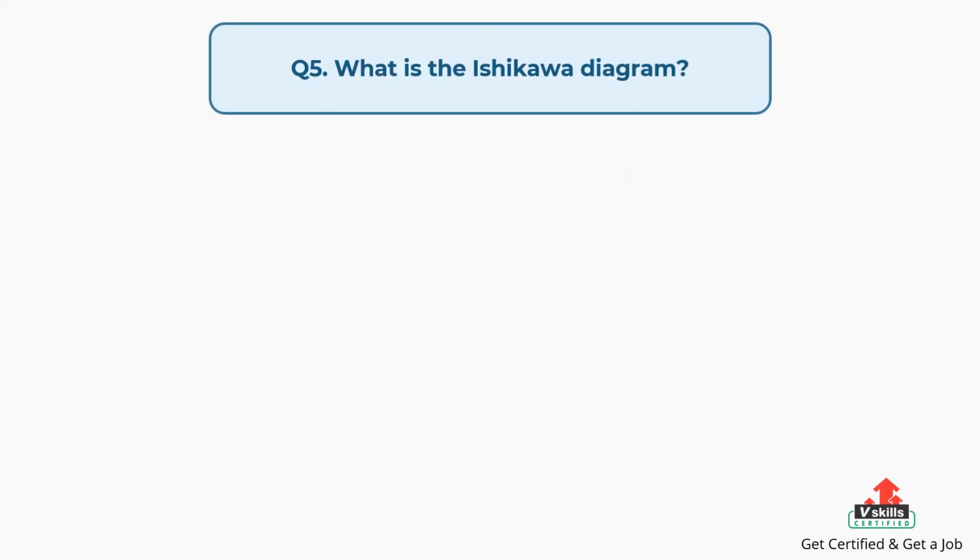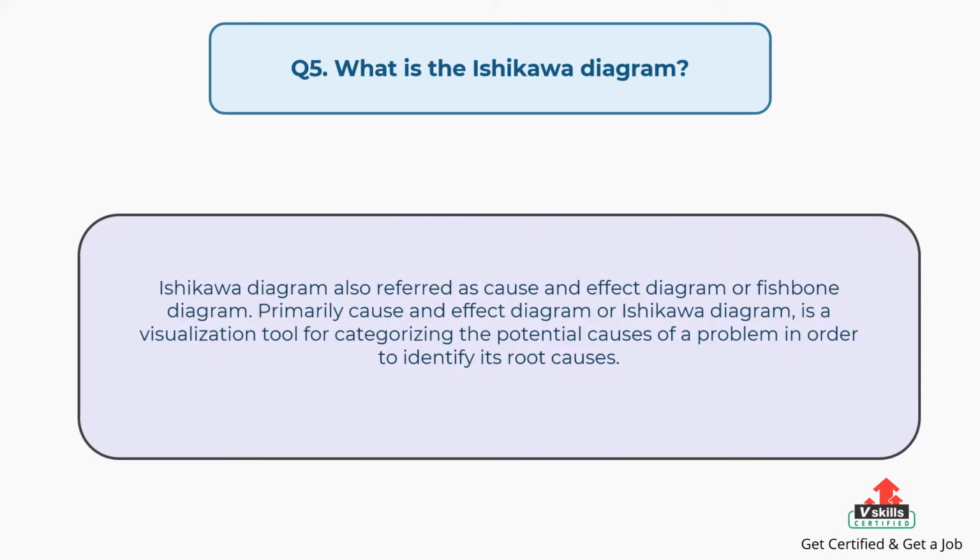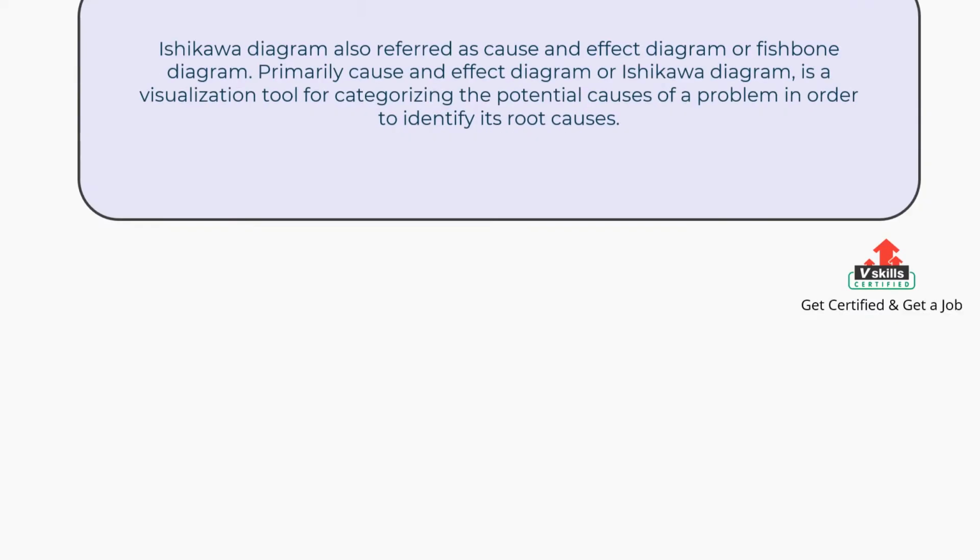Question number 5. What is the Ishikawa diagram? The answer is, Ishikawa diagram, also referred to as cause and effect diagram or fishbone diagram. Primarily, the cause and effect diagram or Ishikawa diagram is a visualization tool for categorizing the potential causes of a problem in order to identify its root causes.